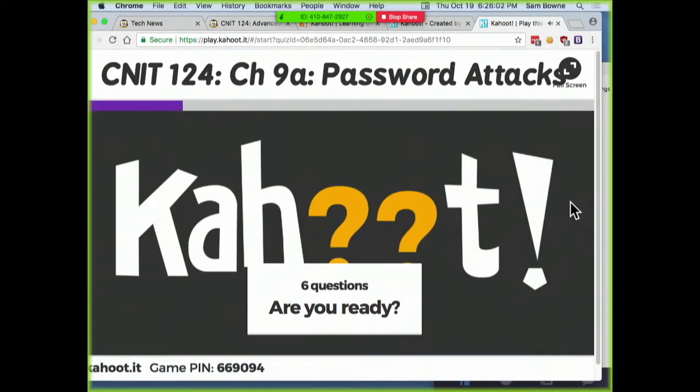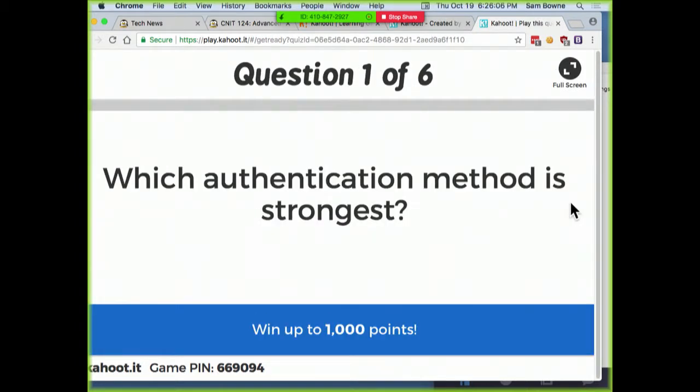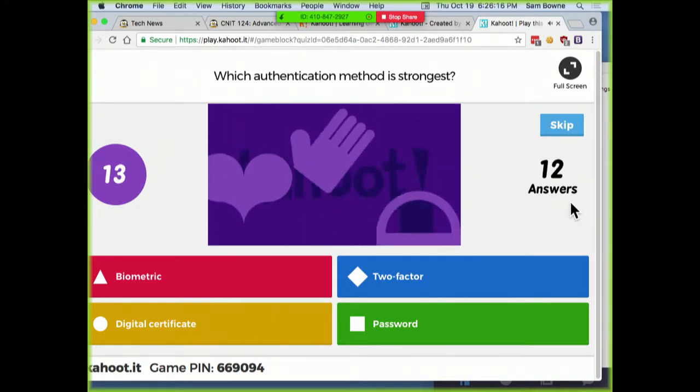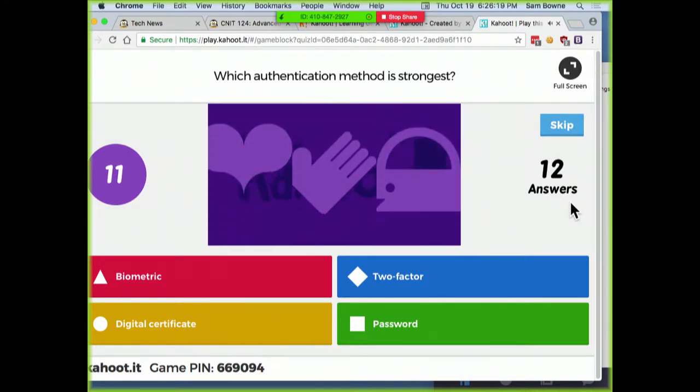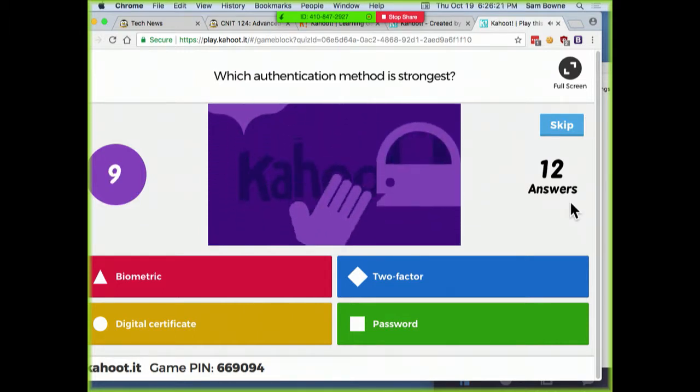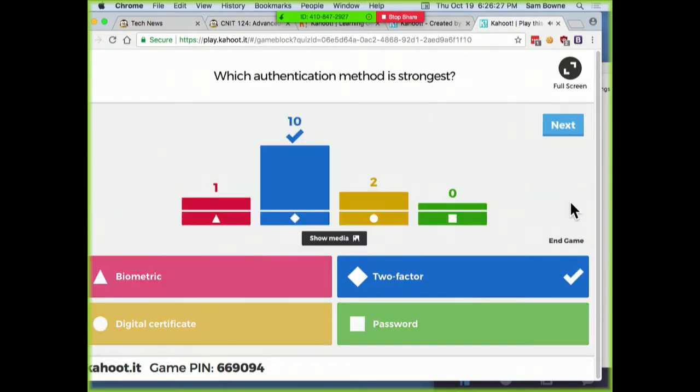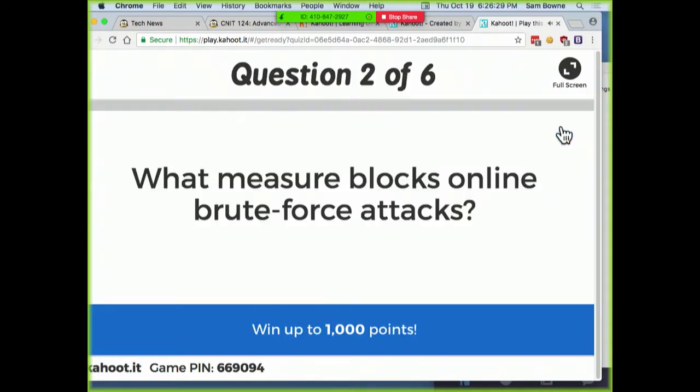So I've got a few Kahoots about that stuff. Six questions. All right, what's the strongest method for authentication? All right, two-factor is strongest, called strong authentication.